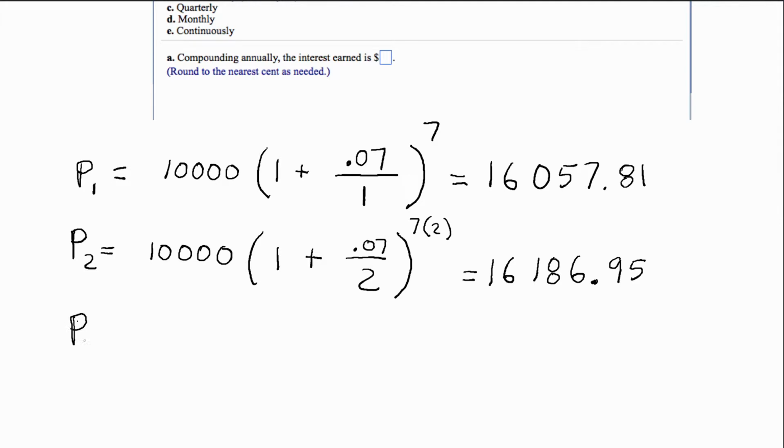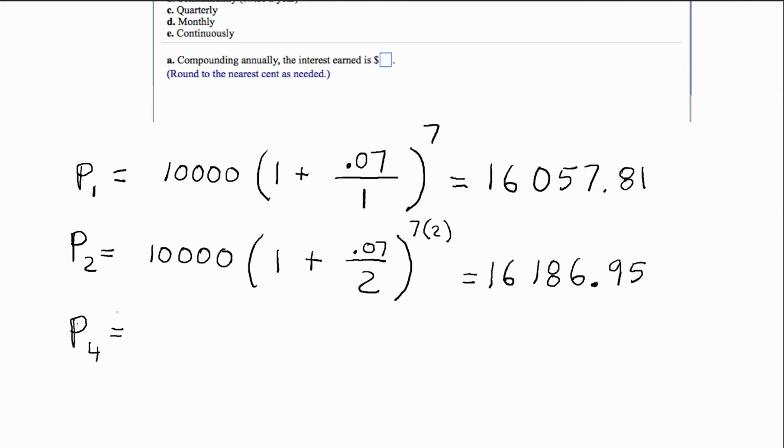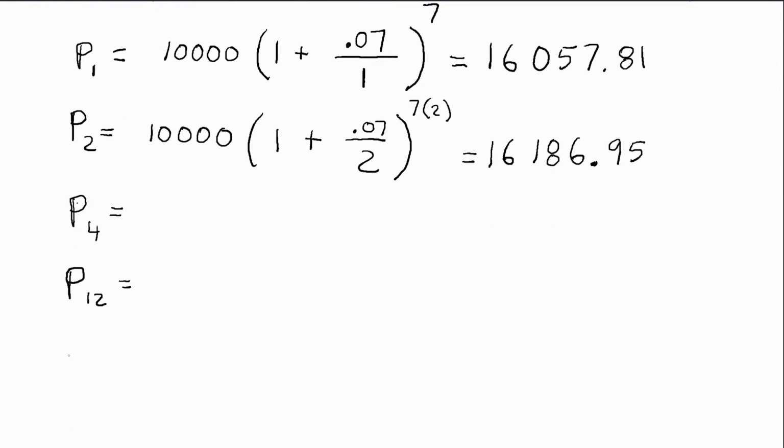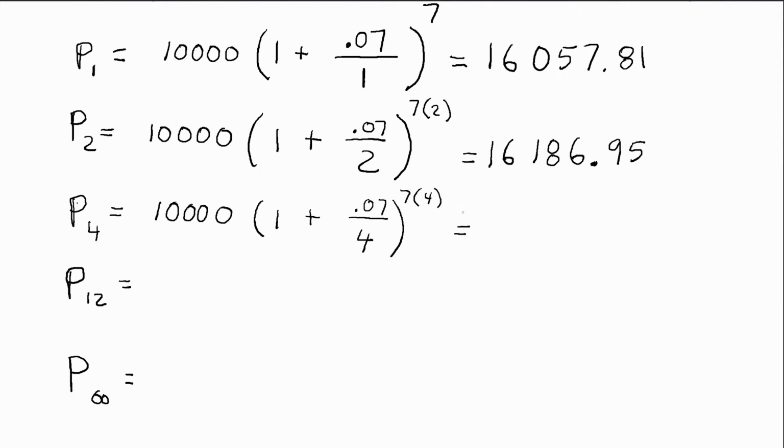So P4, let's see what else we're going to find. And then we want monthly, that's P12, 12 times a year. And then we are going to write down the one for continuously, which I'll call P infinity, and that's sort of the limit of this process, letting the number of times you compound go to infinity. Then you just follow the pattern here. In this case, it's 0.07 divided by 4, but we get 7 times 4 compounding periods.